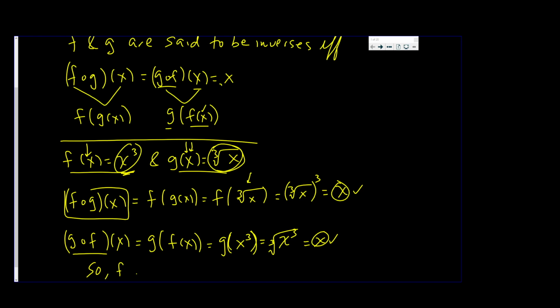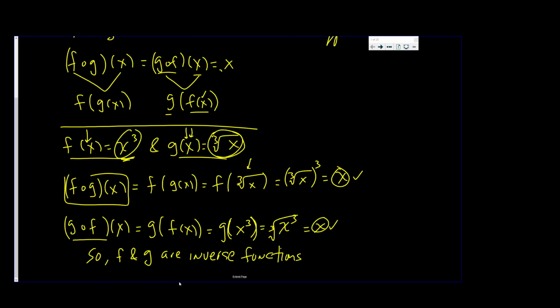So f and g are inverse functions. One undoes the other. That's what inverse functions do. They just undo what the other function did.